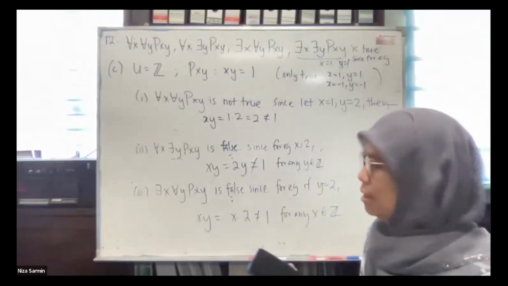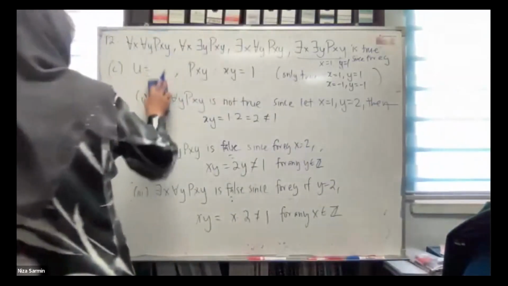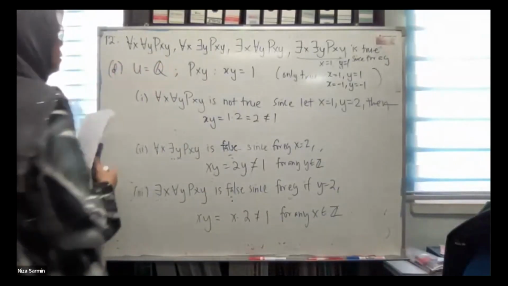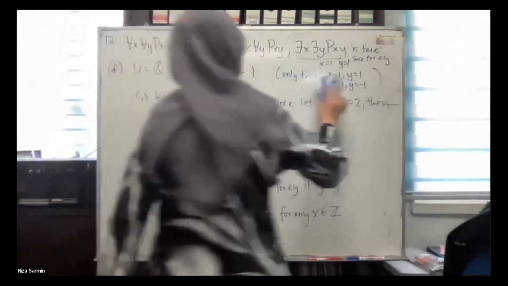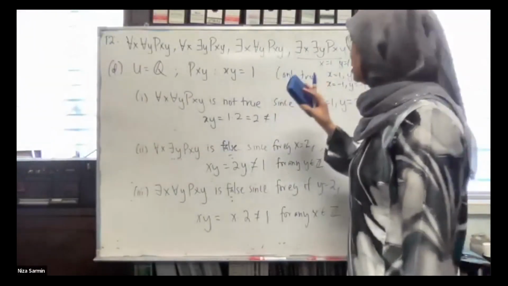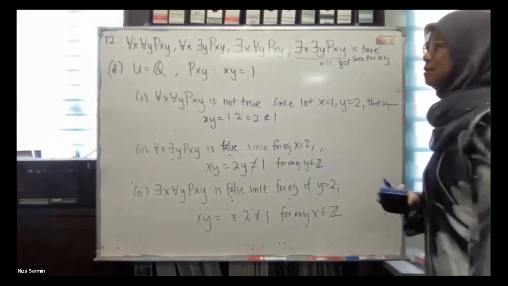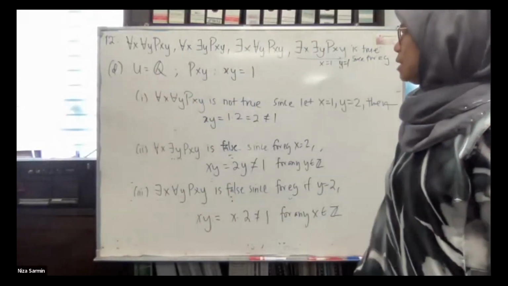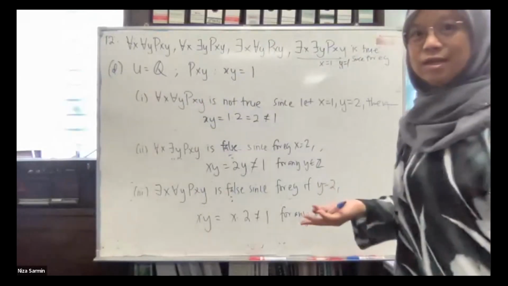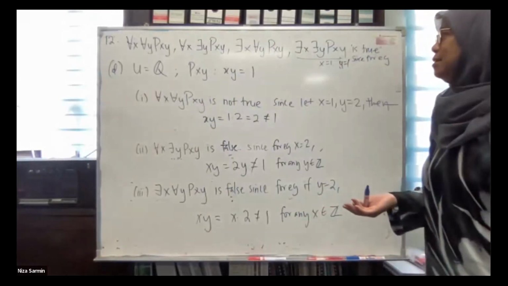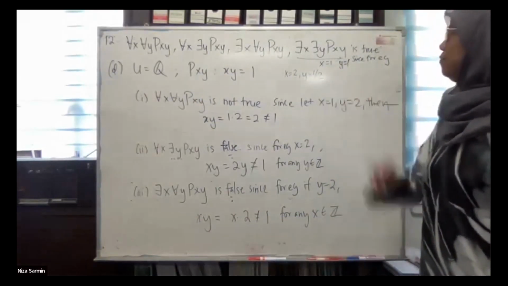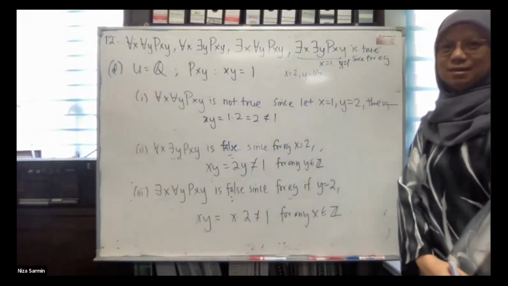It's clear, yeah? Okay. Now, if I change this to Q, what is the difference? This is no longer correct. Because if I change this to Q, xy equals 1, I have other examples. For example, x is 2, y is a half. So many. It's not necessarily only 2 like just now.